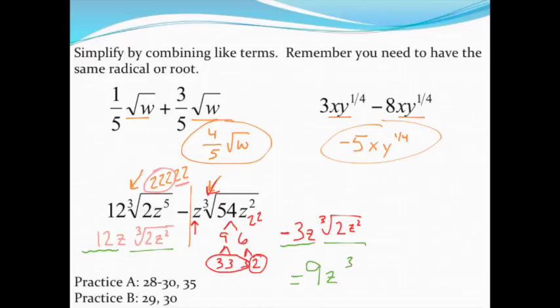And then as always, when we're adding or subtracting, our radical stays the same. So 9z times the cube root of 2z squared. Wasn't that fun?